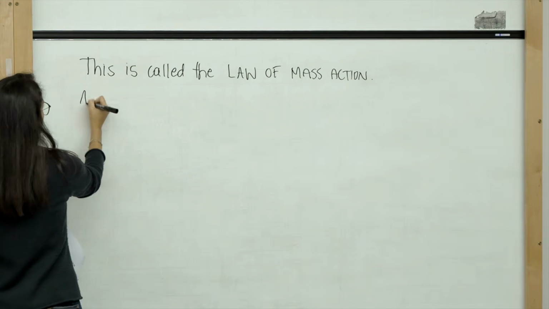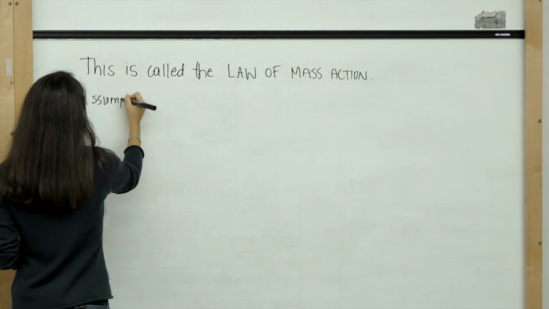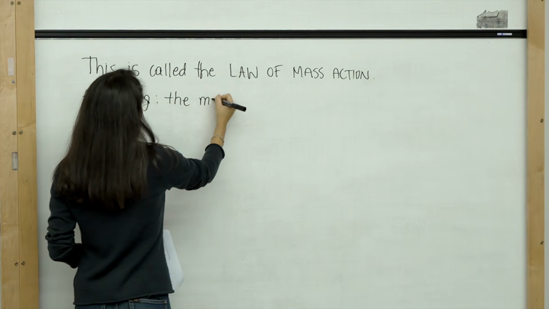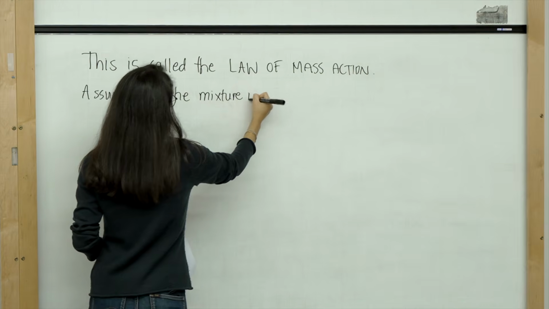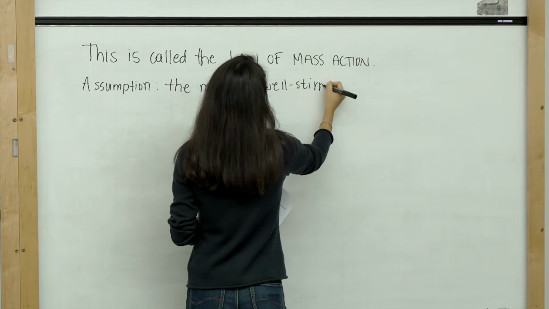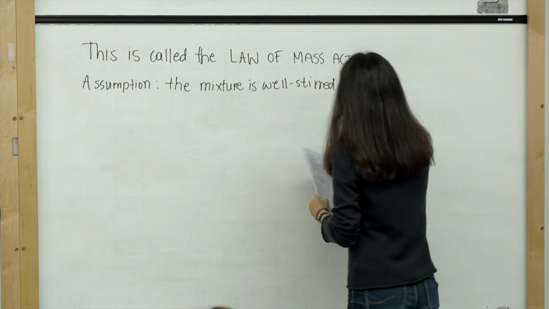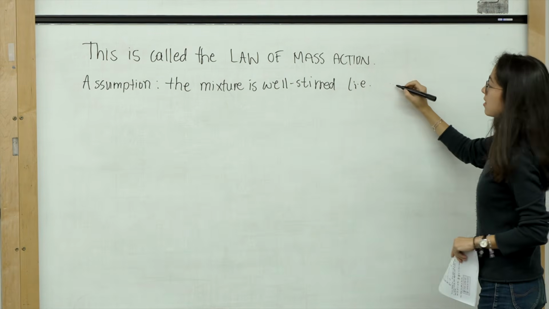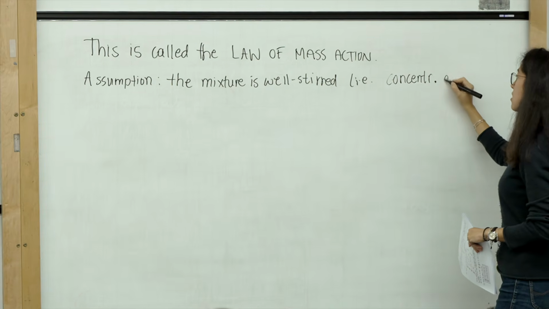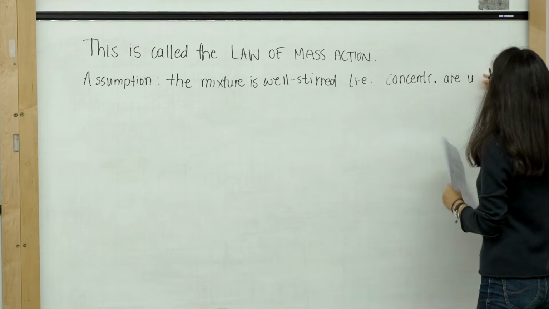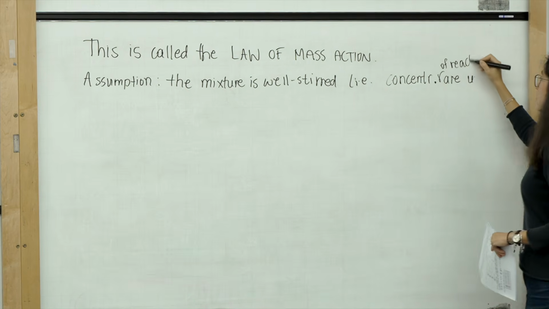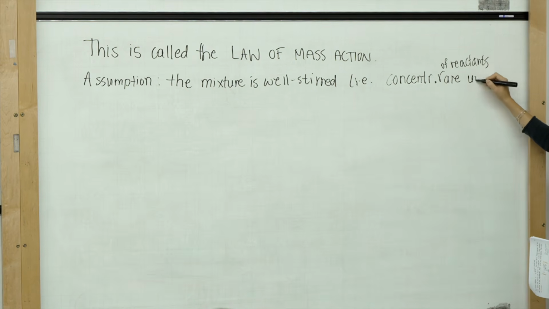And here I have made the following assumption. So we assume that the mixture is well stirred. And what this actually means is that the concentrations of these reactants A and B that I talked about are uniform in space.